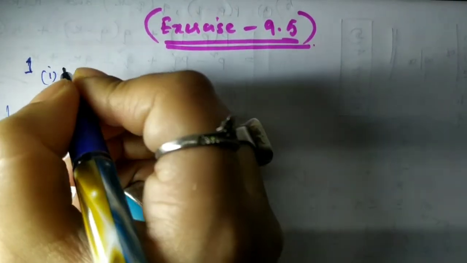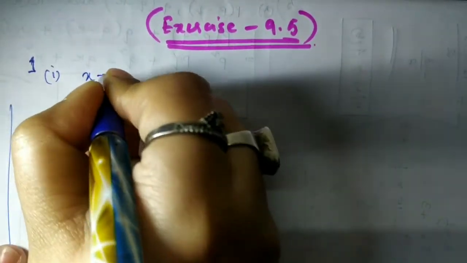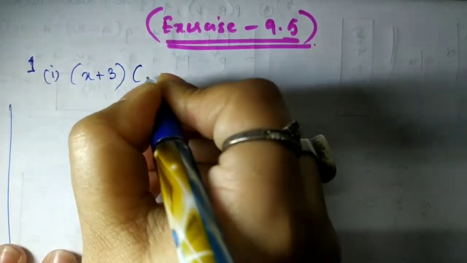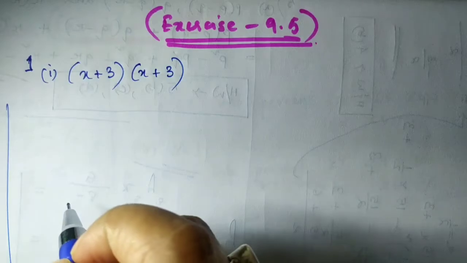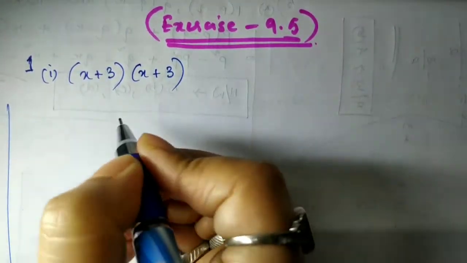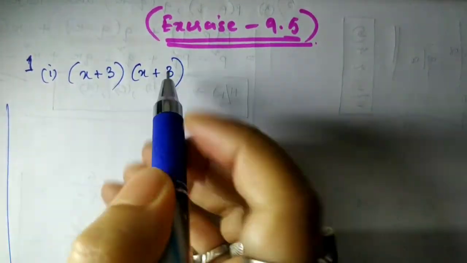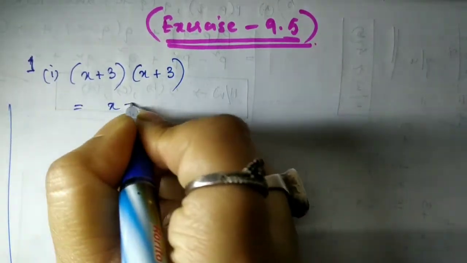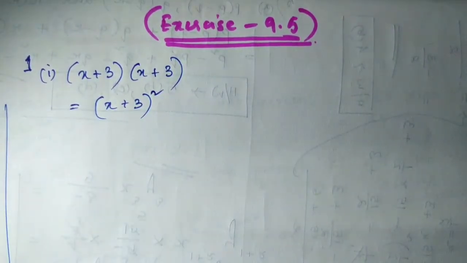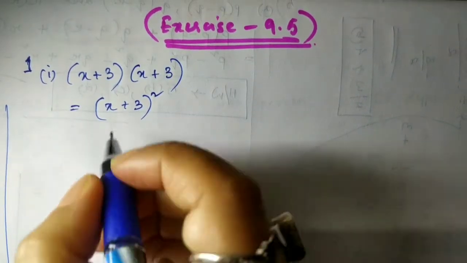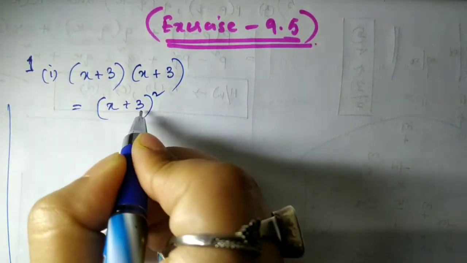We have to use the identity. So first one is given as (x plus 3) into (x plus 3). If it is not mentioned to use identity, we could have just multiplied this, but here it's given use of identity. See, (x plus 3) into (x plus 3). Can we not write it as (x plus 3) whole square? Right? Because it's multiplied with itself 2 times. Now, is it not in the form (a plus b) whole square?